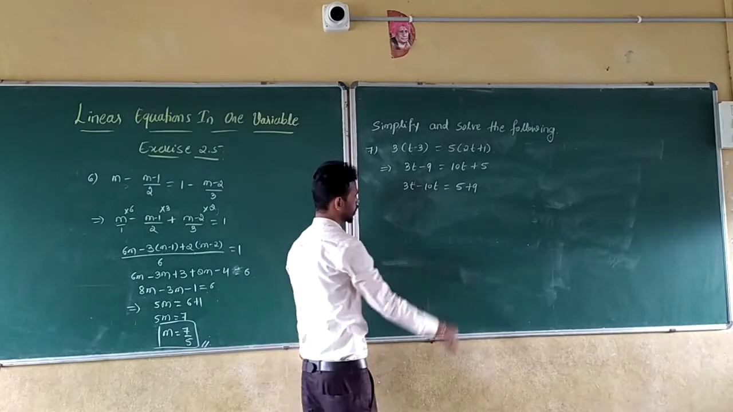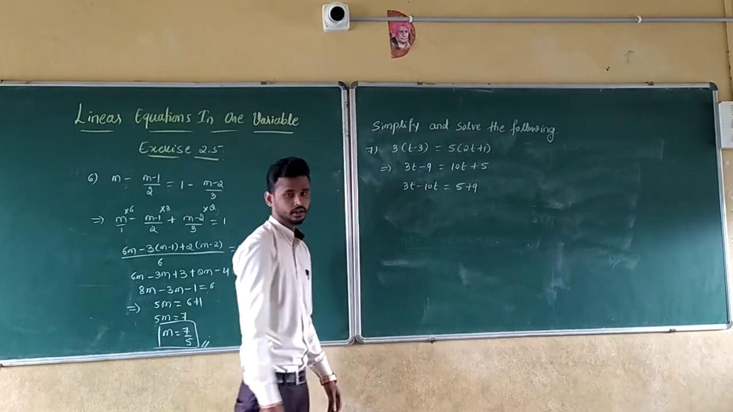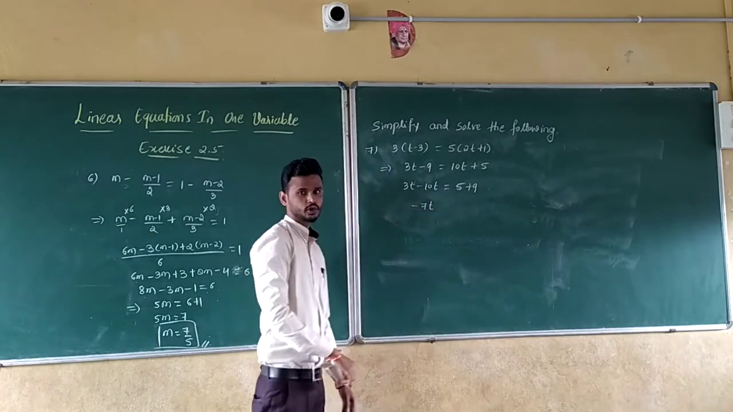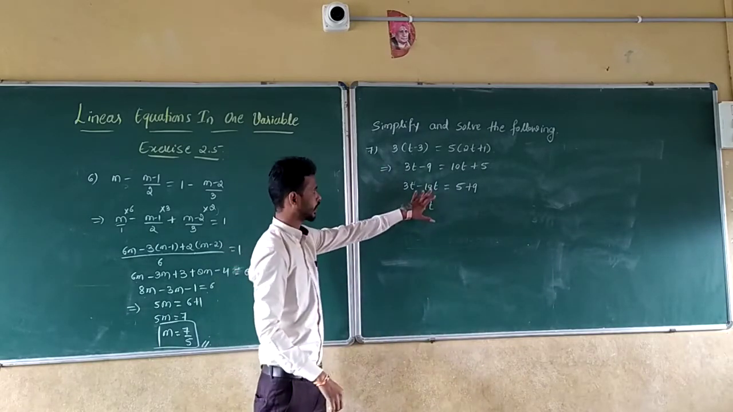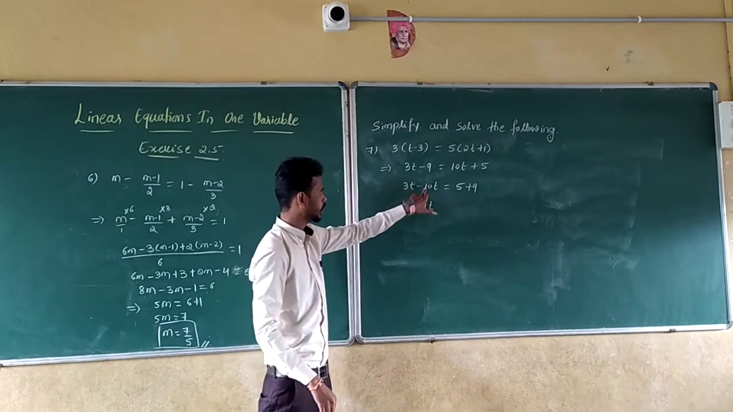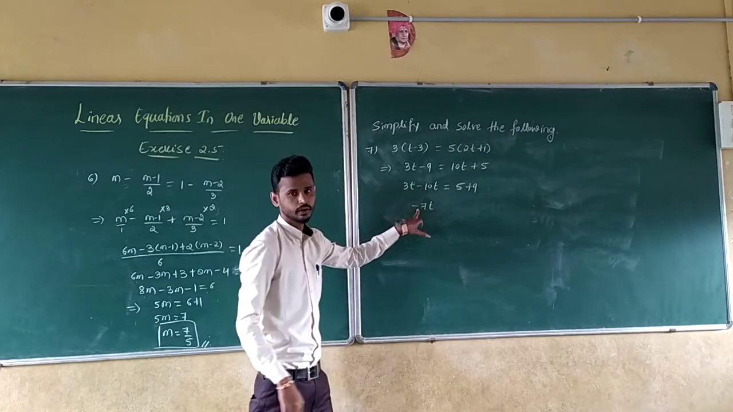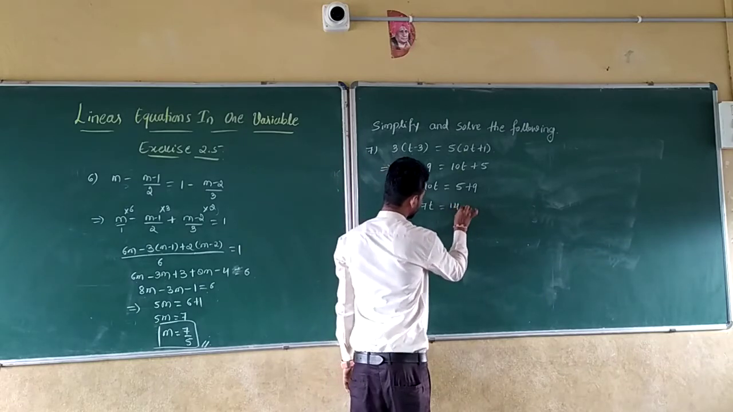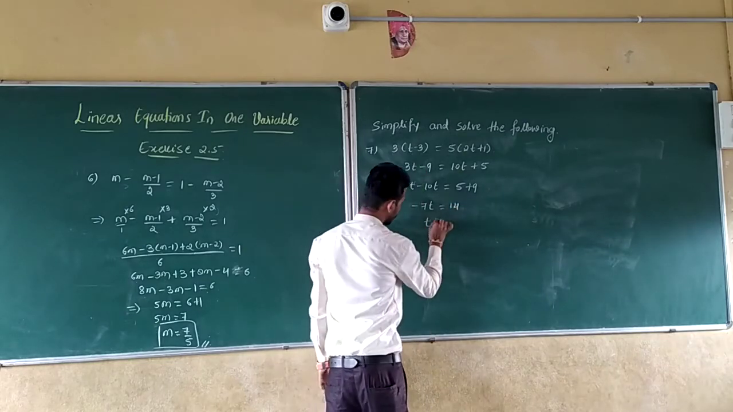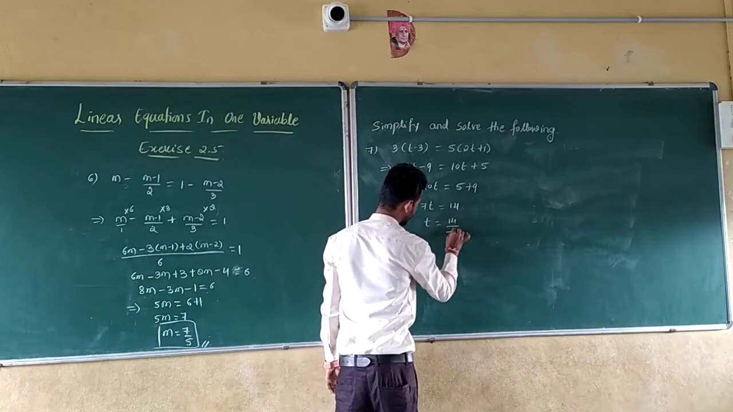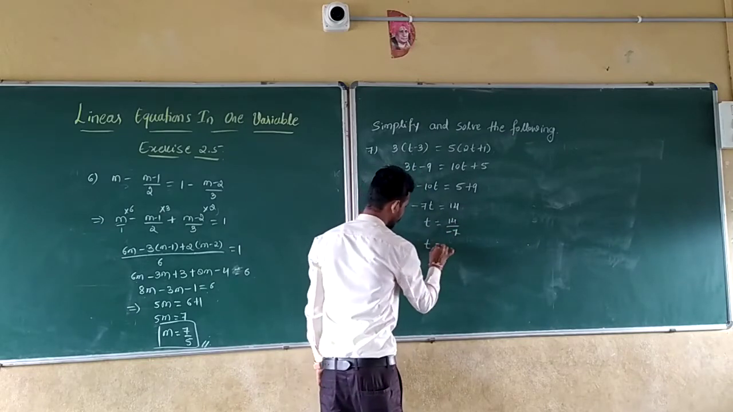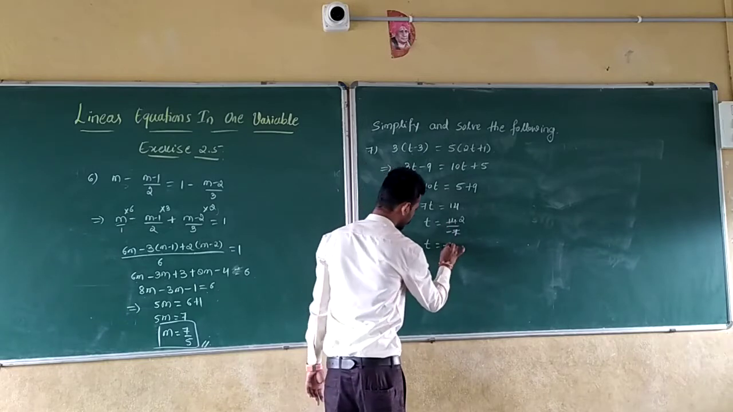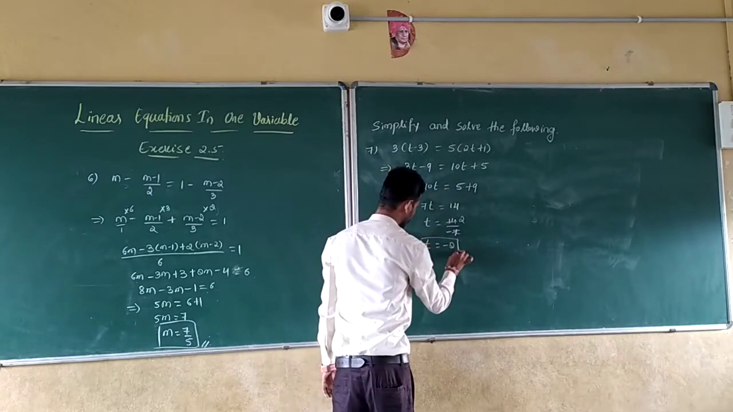Therefore 3t minus 10t, how much you will get? Minus 7t. One is positive and another one is negative. Subtract and keep the bigger number sign. Bigger number sign is negative. So minus 7t, which is equals to 5 plus 9, 14. t is equals to 14 by minus 7. So t is equals to 7 2s are 14, plus into minus is minus. So the answer is minus 2.